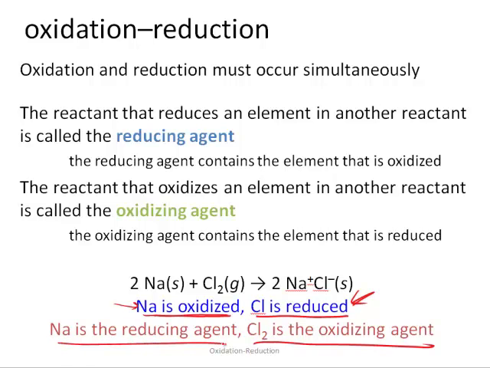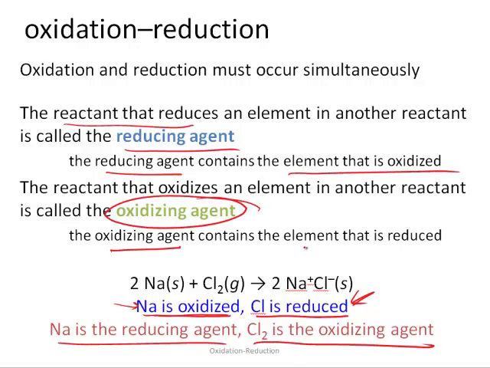So you have a sort of reverse nomenclature name change when you're referring to the agent. The reactant that reduces an element is referred to as the reducing agent. The other way to think about this: the reducing agent is always the element that's oxidized, and the oxidizing agent is always the element that is being reduced.